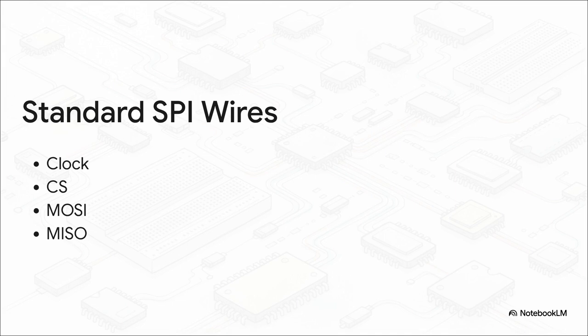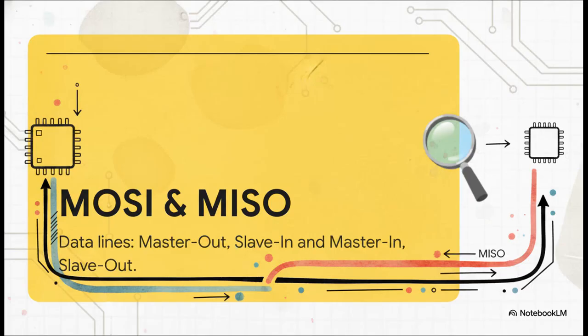Next, we have chip select, or CS. Now, unlike a lot of digital signals, this one is active low. That means the master pulls the voltage down to 0 to wake the slave up, essentially tapping it on the shoulder to say, hey, I'm talking to you. And finally, we have our 2 data lines, MOSI and MISO. So the crucial point here is understanding exactly what these 2 data lines actually do. Luckily, the names are wonderfully literal.